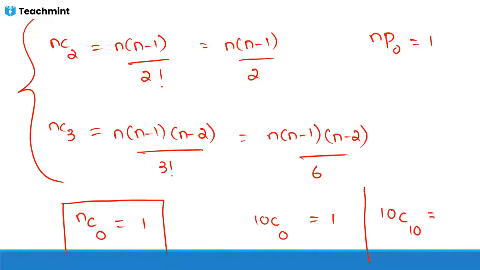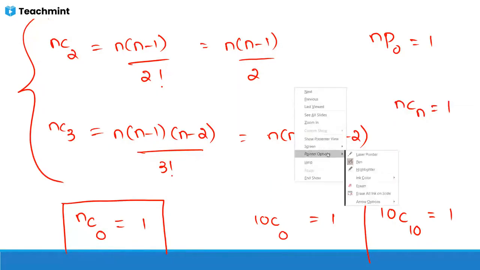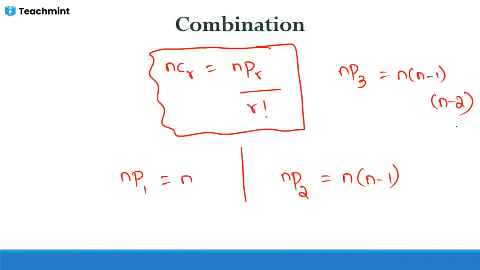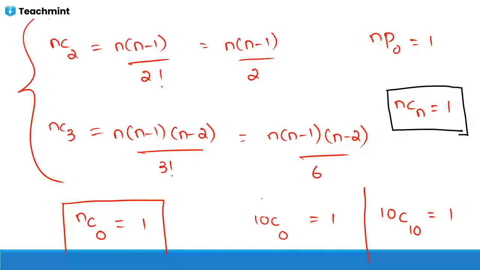And I hope you can understand now 10C10. 10 people attended the interview and you are selecting all 10 people. It's also one way, dear. 10C10 is nothing but 1. In fact, nCn is 1. nC0 is 1 as well as nCn is also 1. So combinations, apart from the basic thing nCr is nPr divided by r factorial, here nC0 is 1, nCn is 1.